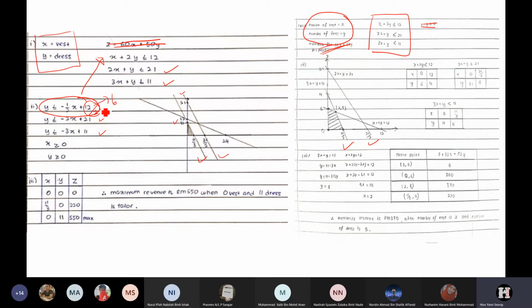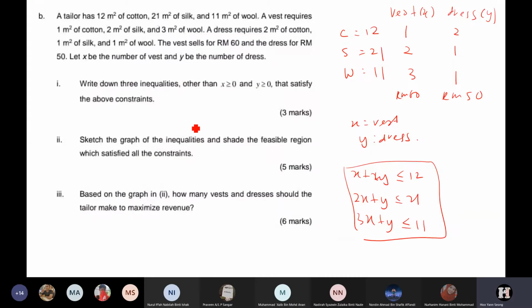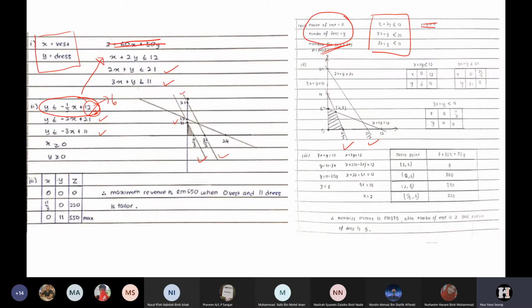So it should be this way. But because he wrongly sketched this line, your feasible region is not the same anymore. If we look at this question, it is 5 marks. So now how many marks are going to disappear? First thing, because the region is not the same, this one is the correct region, that means your region is already minus 1 mark.